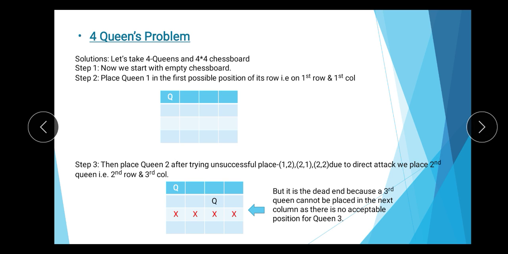We move further to the four queen problem. Here for solving the four queen problem, we can take a 4 by 4 chessboard.